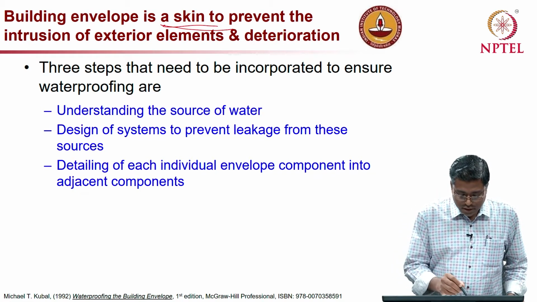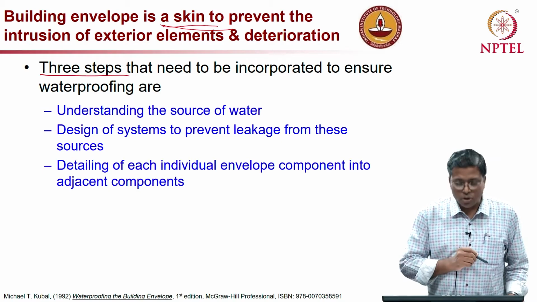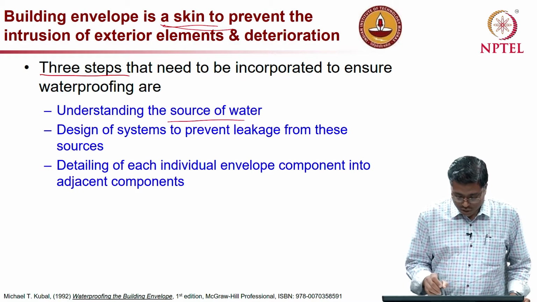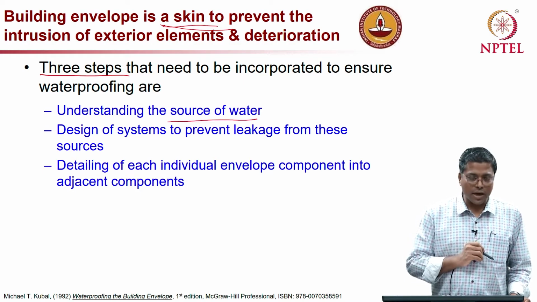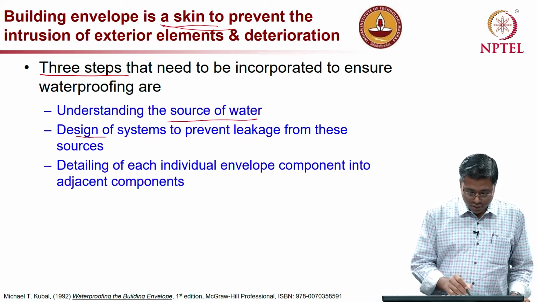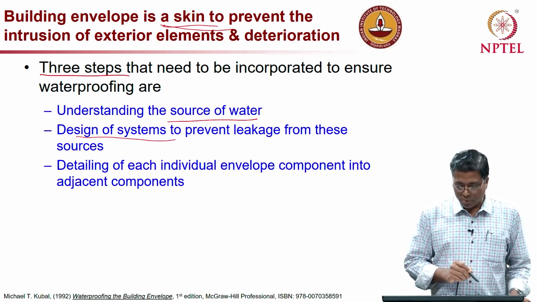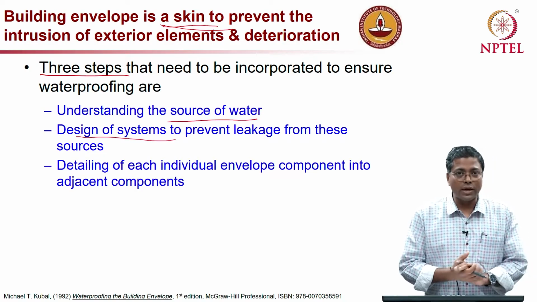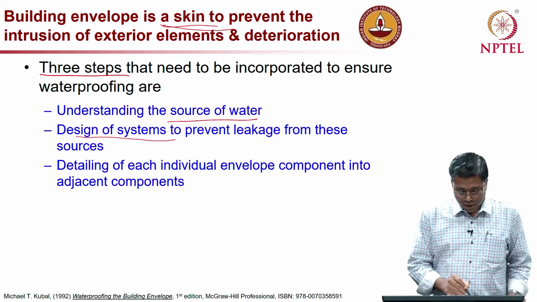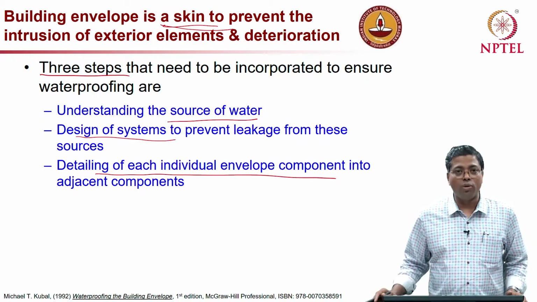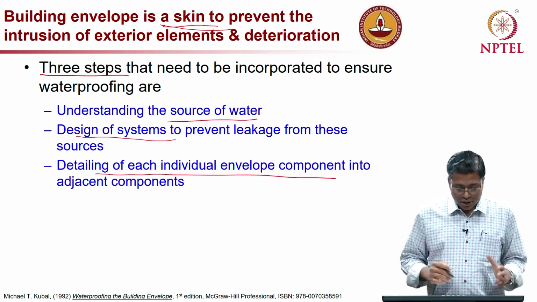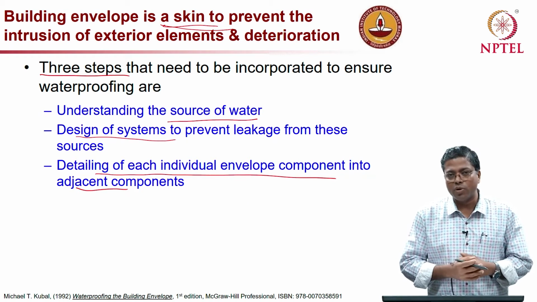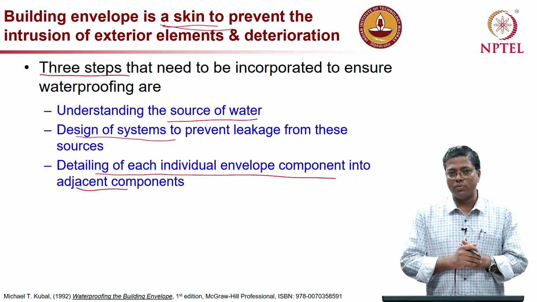The 3 steps that need to be incorporated to ensure waterproofing are: understanding the source of water, which we already discussed a little bit; then designing a system to prevent the leakage from these sources, that is, to stop it at the source; and then detailing each individual envelope component into the adjacent component. So, the detailing is very important. Whenever we talk about waterproofing, the detailing is very important.